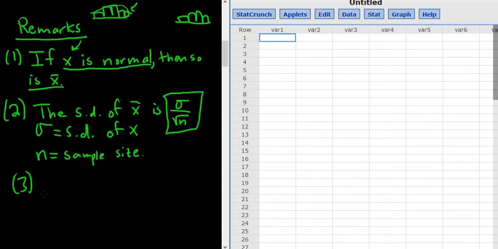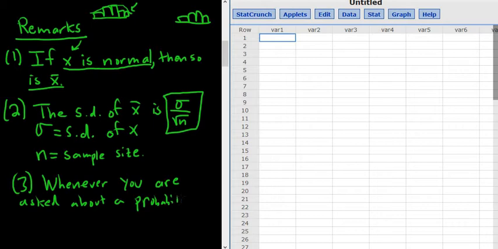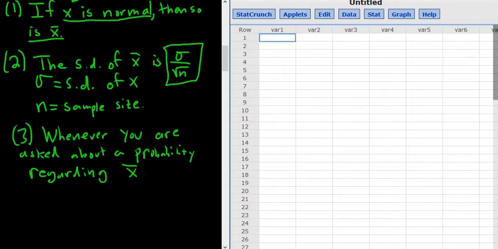Three, whenever you are doing a probability question, a homework question, whenever you are asked about a probability regarding x bar, so if the question says something like, what's the probability that the average height of 50 women is greater than 6 feet? You first have to compute sigma over the square root of n. This is going to be your new standard deviation.